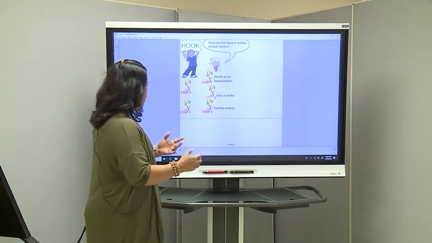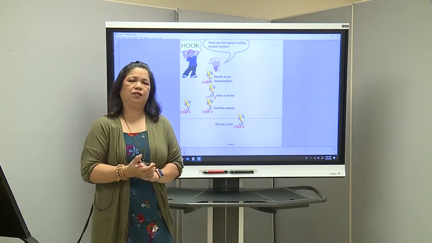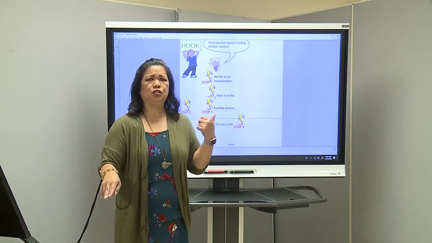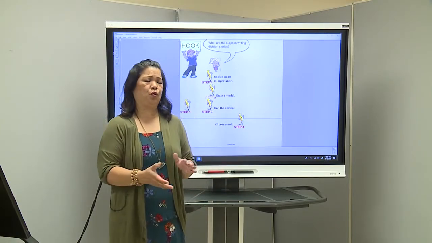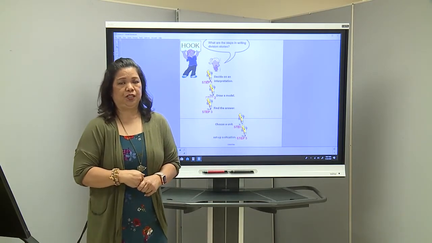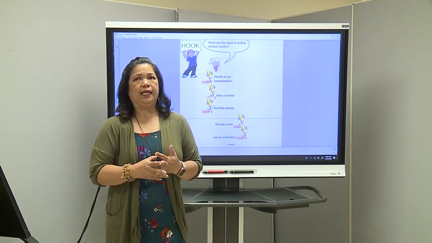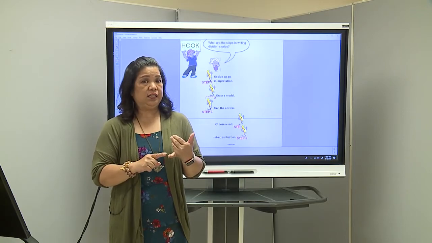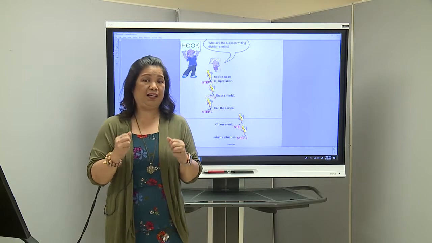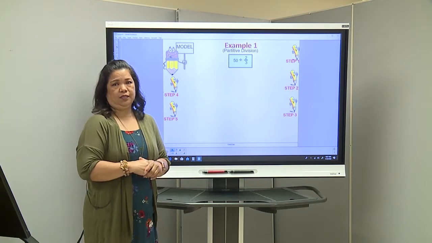And then step 4, you choose a unit. There are a lot of units out there that you can use. You can use yards, ounces, miles, meters, inches, and so on and so forth. And then finally, set up a situation. Now, when you set up a situation in writing division story problems, it has to be realistic, it has to make sense, and it has to be short and clear. All right? So let's begin with this.